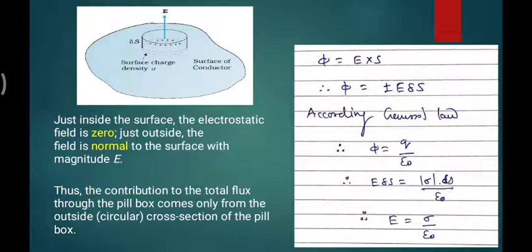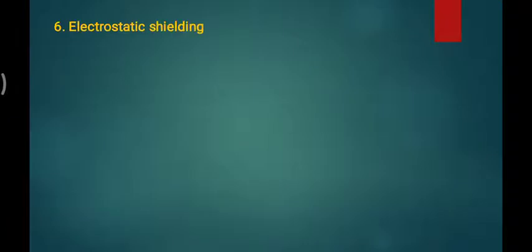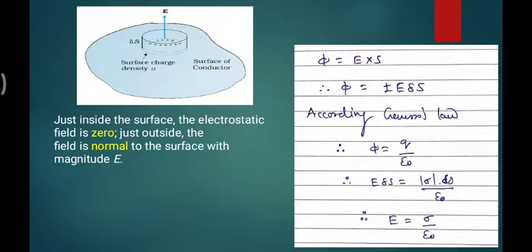Thus the total flux through the pillbox comes only from the outside cross section of the pillbox. There is no contribution from the inside. So the electric field E is equal to sigma upon epsilon 0.